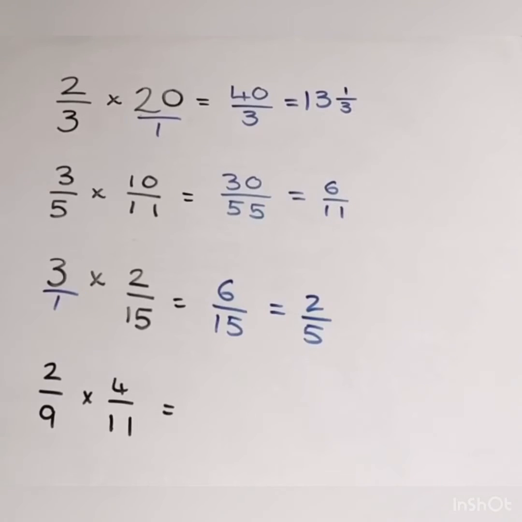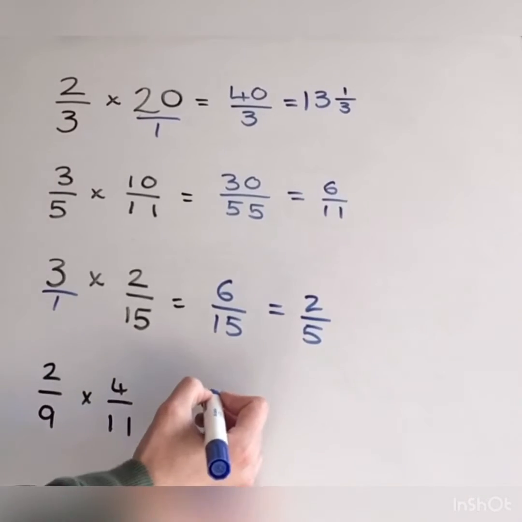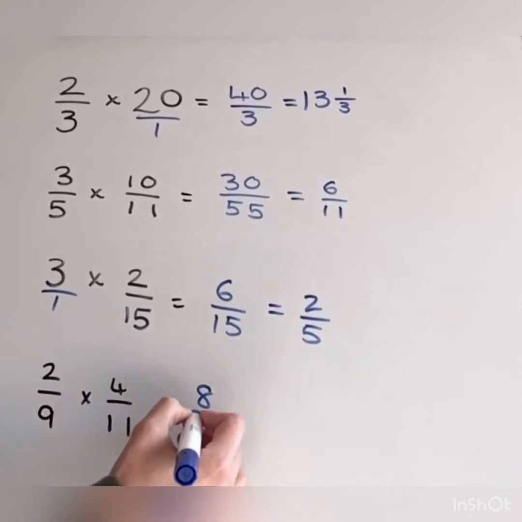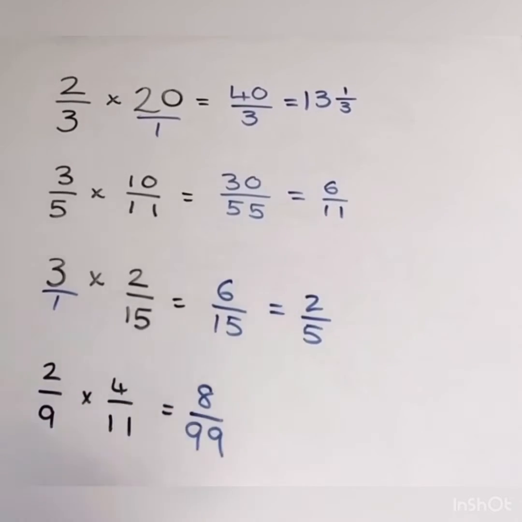Finally then, for our last question, 2 times 4 is 8, 9 times 11 is 99. Now for this question, there are no common factors, so that would stay as 8/99. Well done everybody.